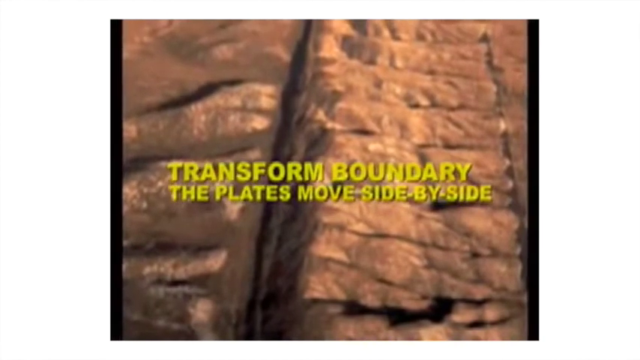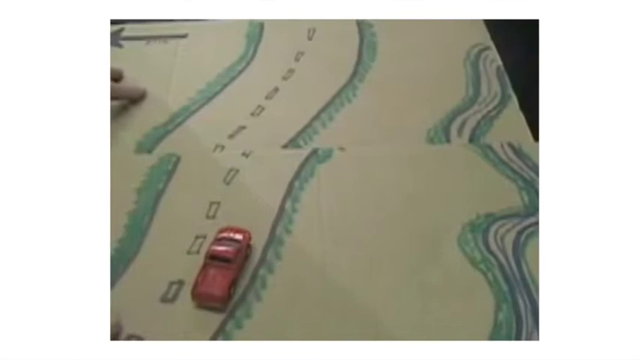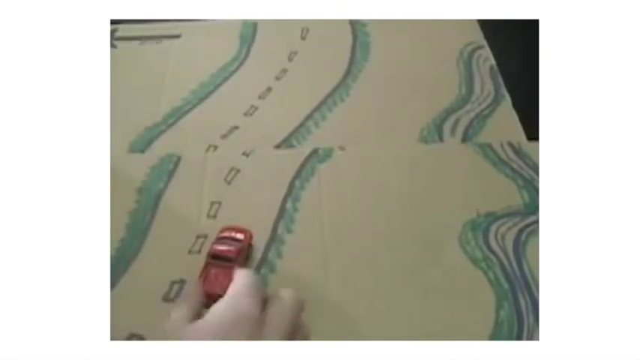And then finally, the transform boundary is where we find those earthquakes. It's where they're striking and slipping each other.